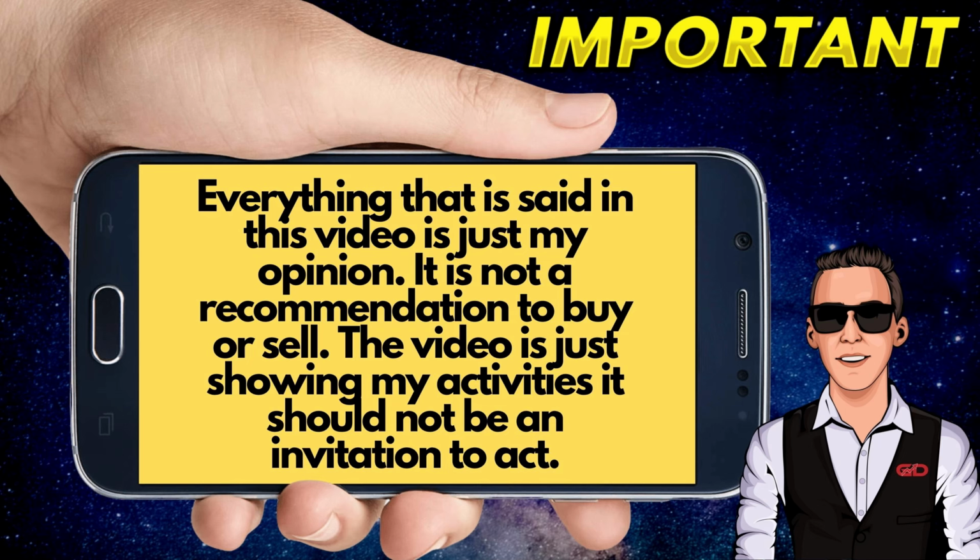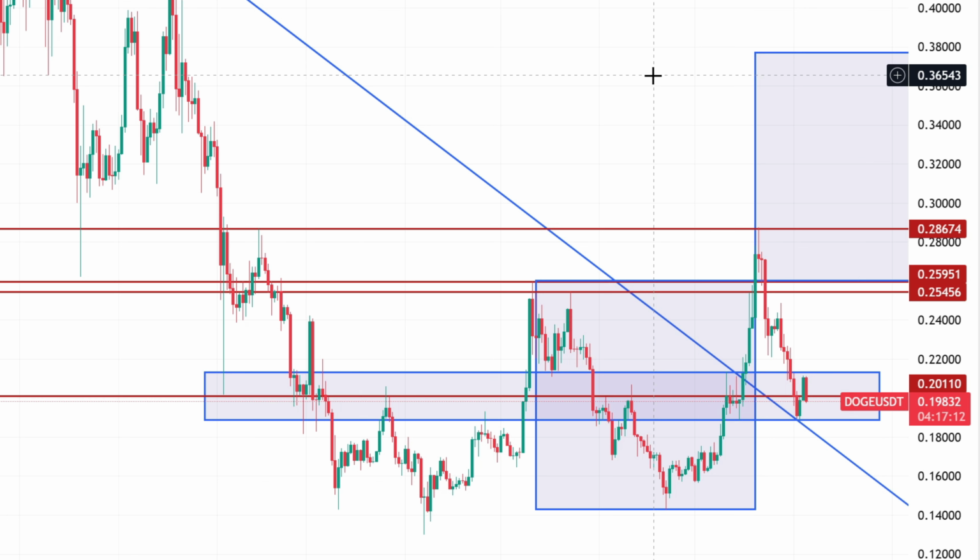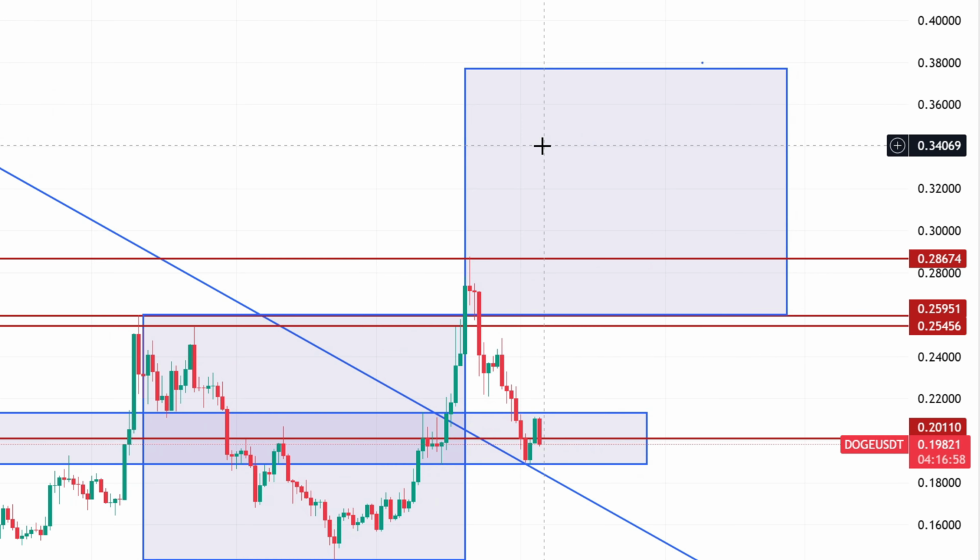Today we'll have another look into the Dogecoin price chart because we have some important changes right here regarding the price target that I have mentioned in the last video. Also we want to have a look into the next support and resistance levels we are currently looking at. So let's have a look right here.